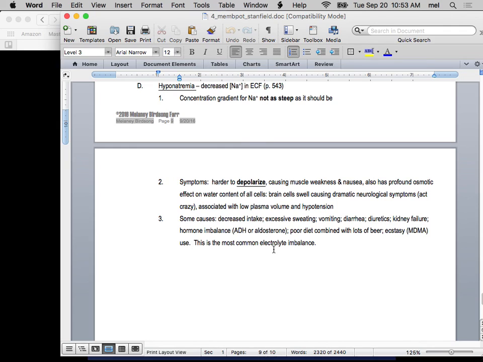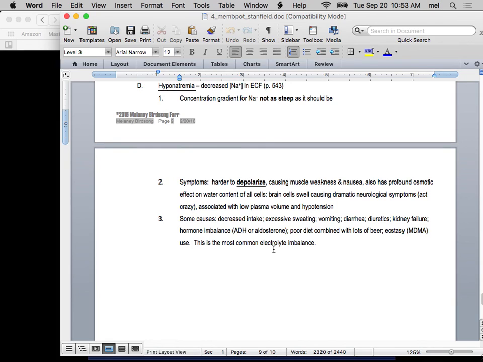So decreased intake, excessive sweating, vomiting, diarrhea, and diuretics. Kidney failure can also cause this. Hormones, there's two hormones that are related to your sodium and water concentration, and they are ADH and aldosterone, and if those are off, you can end up with these disorders. Poor diet combined with lots of beer, read Texas, or ecstasy.